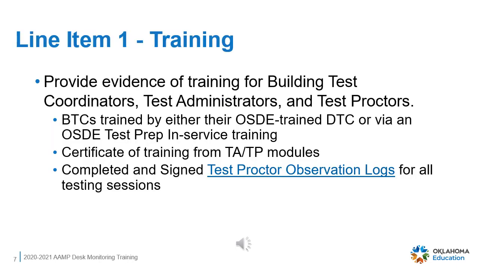For line item 1, districts will provide training evidence for BTCs, TAs, and TPs at the sites on the monitoring list. Districts must provide completed and signed test proctor observation logs for all the testing sessions. Again, this documentation is required only for the sites being desk and on-site monitored at your district, which for some of our smaller districts, it may be their entire district.